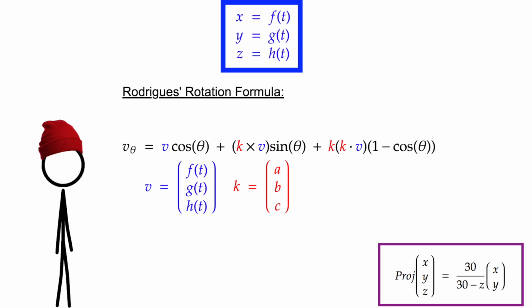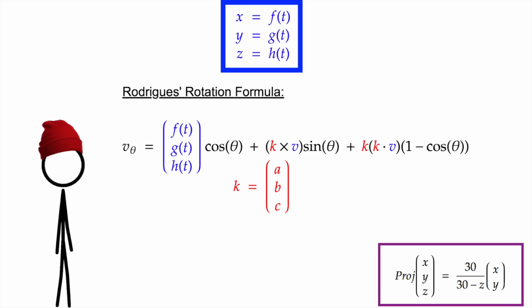We've got all the pieces. We just need to assemble them. Righto. V is f of t, g of t, h of t, of course. Next, k times v. Now be careful, this is not a normal multiplication. This is a cross product. Cross product of k times v.